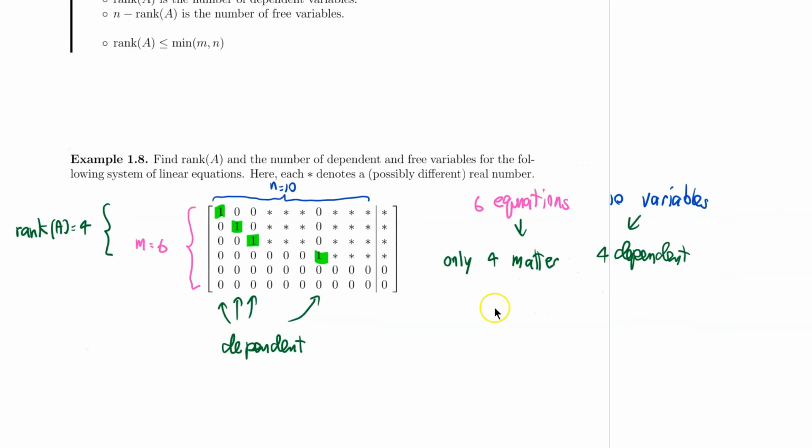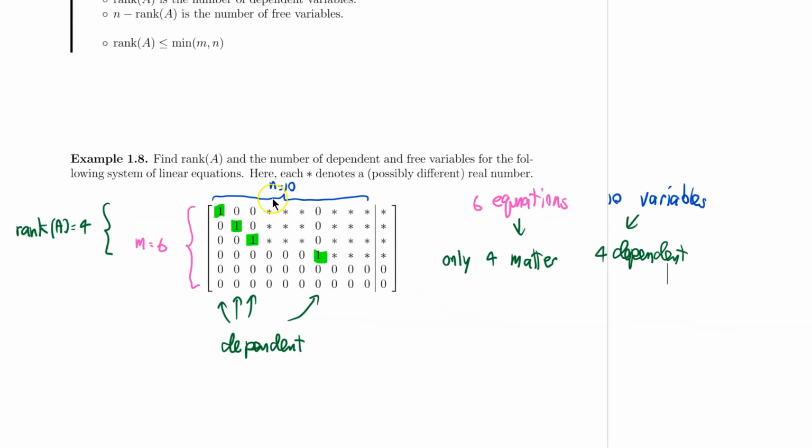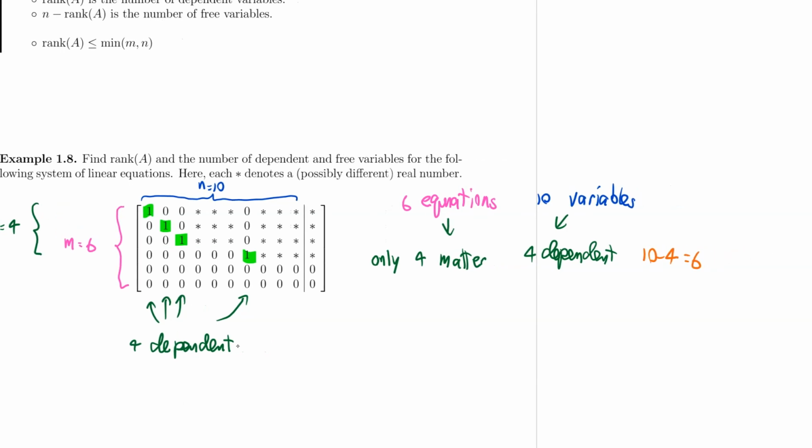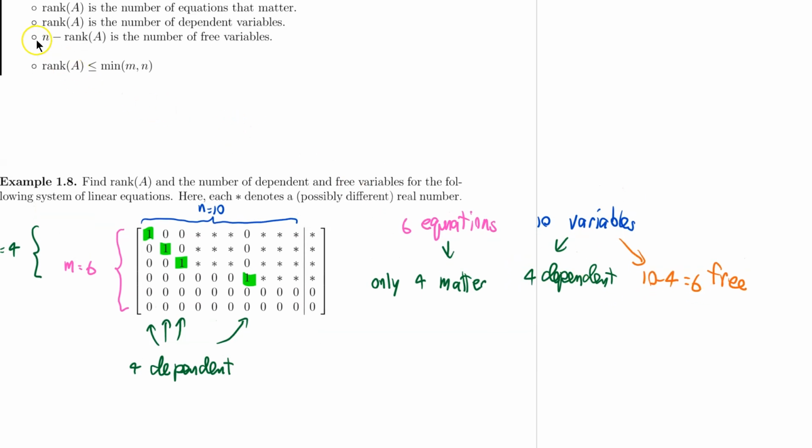Now then, I have 10 variables and 4 are dependent. So what that means is the rest of them, which is going to be 10 minus 4, which is 6, that's going to be the number of free variables. So among the 10 variables that we have, 4 are dependent and 10 minus 4 are going to be free. So n minus the rank of the matrix is going to be the number of free variables. And we kind of see that here. So this one, this one, this one, this one, this one, and this one. 6 of them are going to be free.